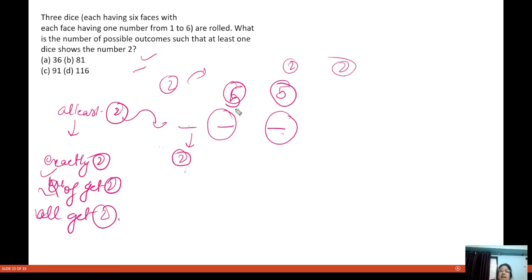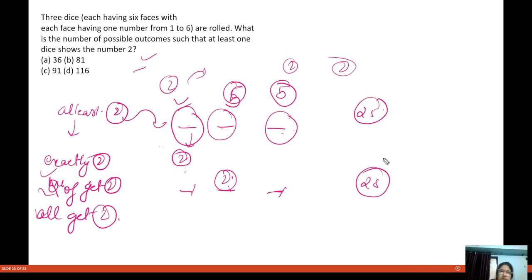So the first possibility we are calculating is exactly one getting 2. In this one we are saying that this one is getting 2 and both of these are not getting 2. So you have 25 cases like this. Then this one is getting 2 and both of these are not getting 2. So you have again 25. And then you have this dice getting 2 and both of these not getting 2. Then you have again 25.